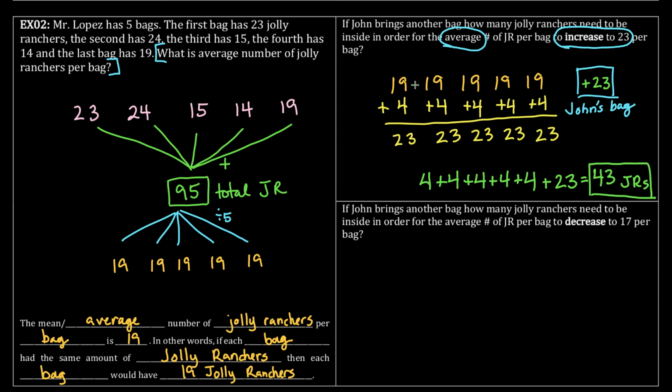So if they divided them equally, each one would have 19. We want that to increase to 23. So John needs to bring 4 for each bag. And needs to bring 23 for the extra bag that he's bringing along.